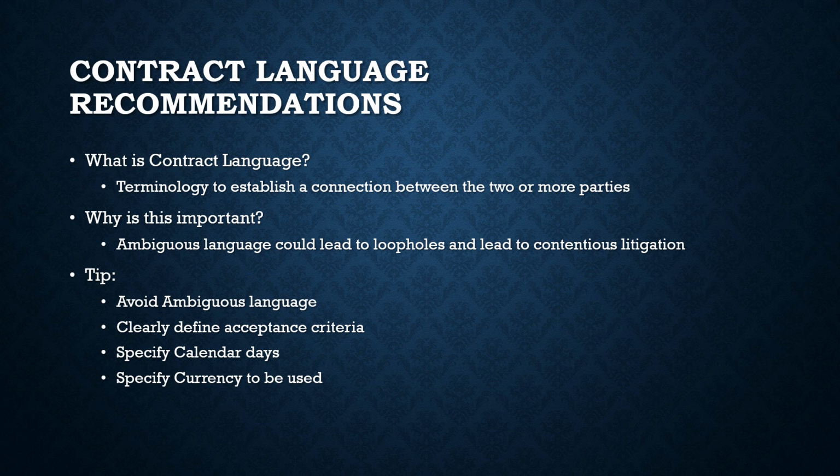We have to be clear and concise on everything that is written down. We must clearly define acceptance criteria. We have to make it to where everybody understands what is expected from one another. We must remain specific on calendar days. You cannot say 30 days out. You must say September 22nd, as an example. And you have to specify the currency that is being exchanged between the parties. If it's a global system, it could be in any denomination. So we have to make sure that the currency is also specified within the document.